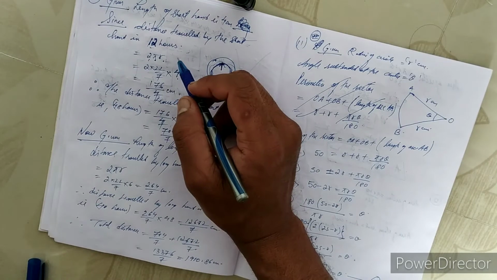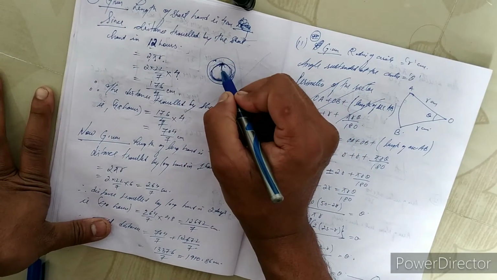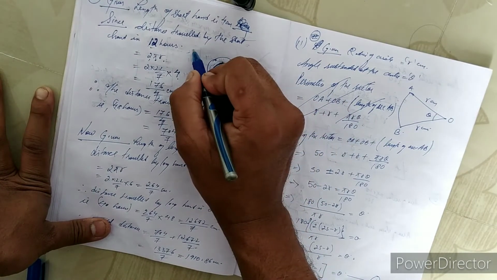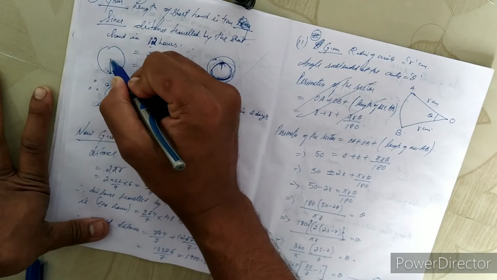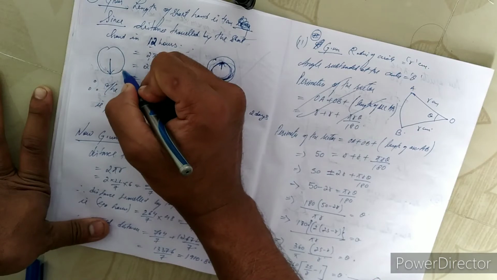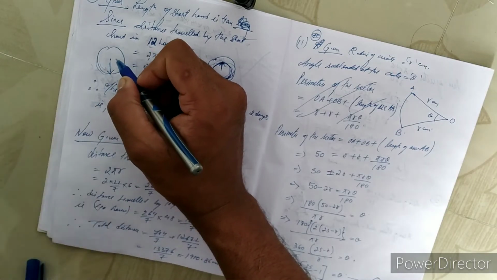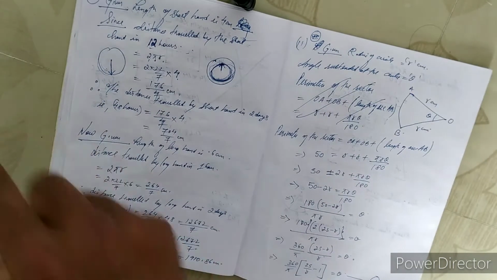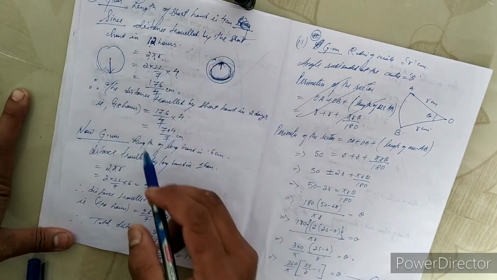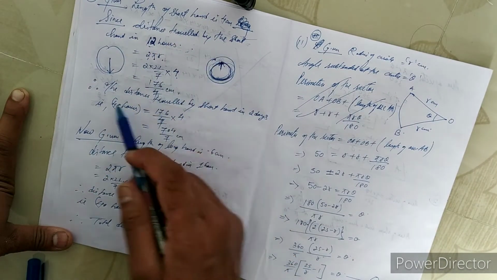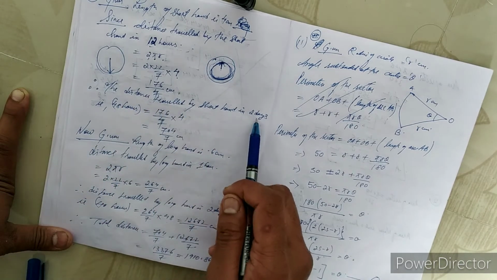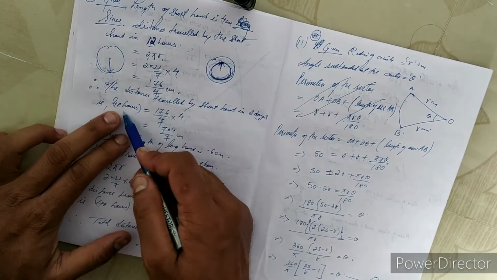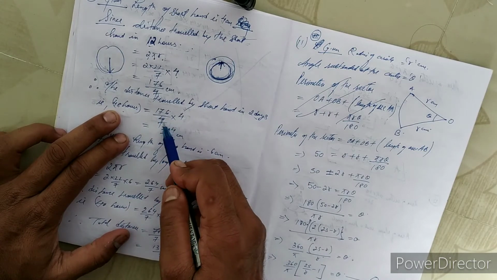Now one thing you just think by yourself: if you talk about the short hand, and if I talk about the long hand, isn't it that in 1 hour it completes one rotation? The long hand, the minute hand, when it completes one round it becomes 1 hour. So now after solving this part, what we have written here: the distance traveled by short hand in 2 days, that is 48 hours, equal to 176 by 7 into 4.